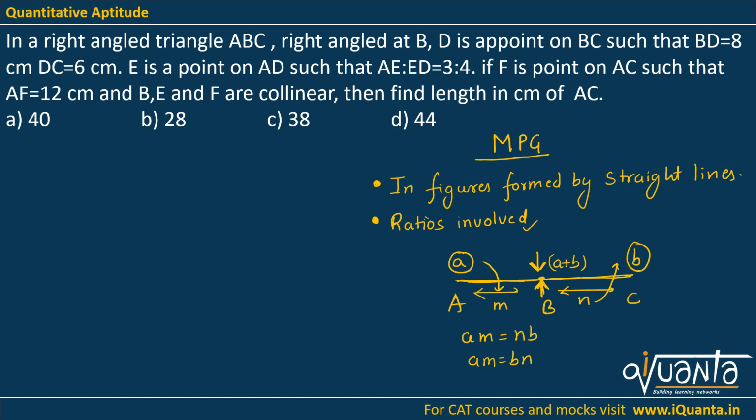Using that I can ask you one more question. Tell me the ratio M to N. You can find it out using this. It will be equal to B upon A. So that is how we can use mass point geometry. Here I took the example of only one straight line. We can use this in all the figures formed by straight lines, like a triangle, rectangle, anything.